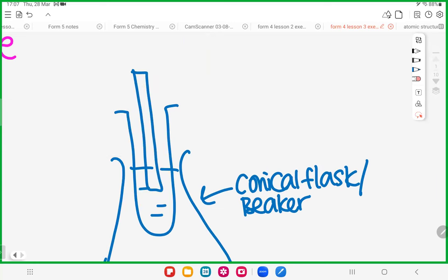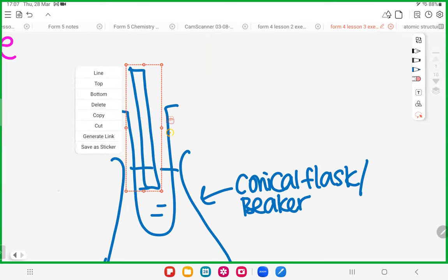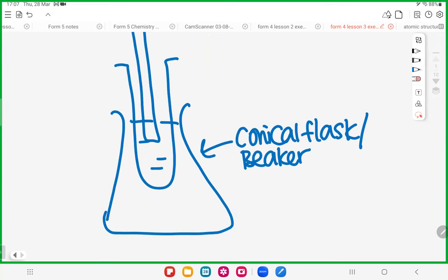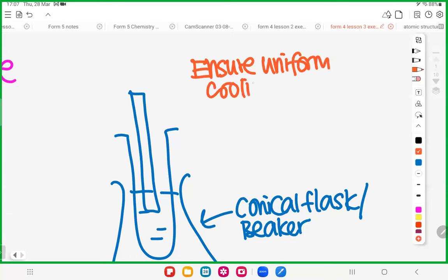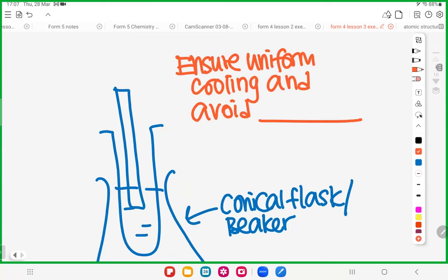Why do you want to stir the whole thing and why do you need to put it in a conical flask? Because you want to ensure that you have a uniform cooling process. If the cooling process is not uniform, then a special process will take place. What will take place, everyone? Let me know in the chat box. We learned this in the last lesson.